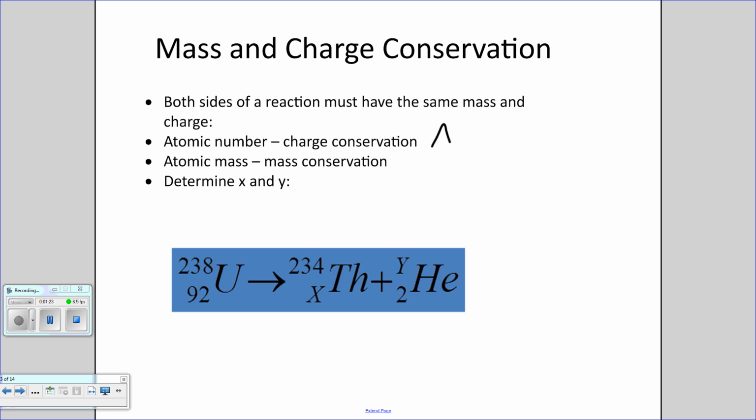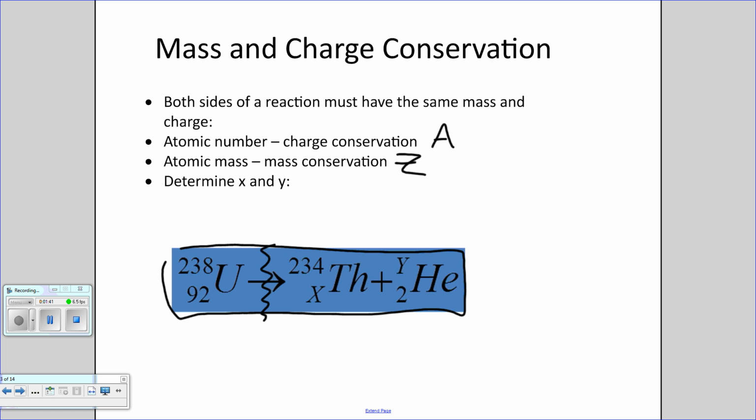So on one side, let's look at A first. So we're going to look at the bottom numbers. We have a 92, X, and a 2. So 92 is going to equal X plus 2. So X must equal 90. Now for Z on top, I have 238 equal to 234, that's the product, plus Y. So Y in this case would have to equal 4. Nothing too tricky. Just make sure the left side equals the right side.